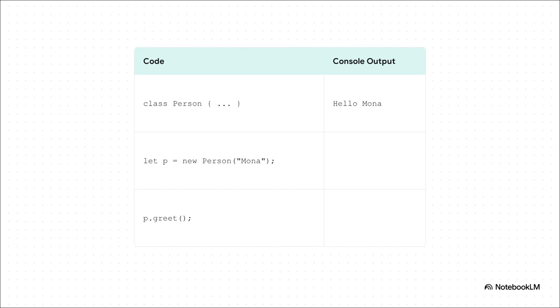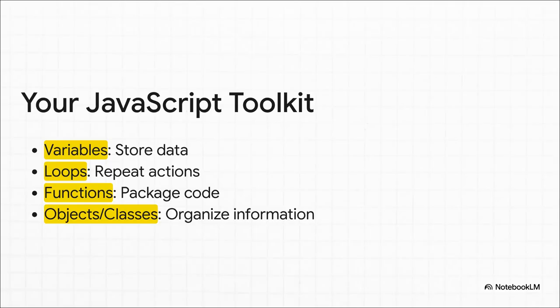First, we define our blueprint using the class keyword. We'll call it person. We're designing it so that any person we make from this blueprint will have a name, and they'll also have a built-in ability to greet someone. Okay, blueprint's done. Now let's use it. We'll create a new person and we'll name her Mona. Now here's the magic. Because Mona was built from our person blueprint, she already knows how to greet people. We don't have to teach her. We just call p.greet, and she does her thing. Hello, Mona.